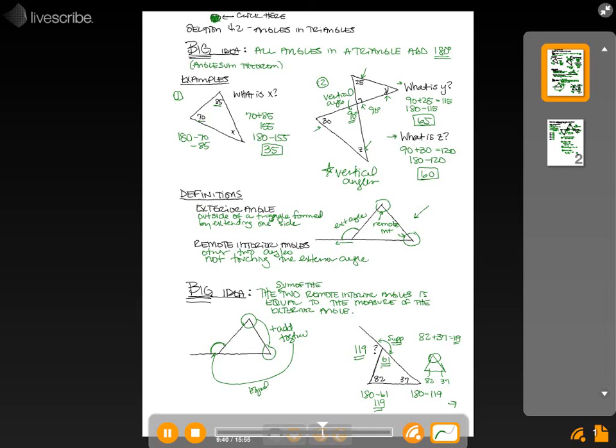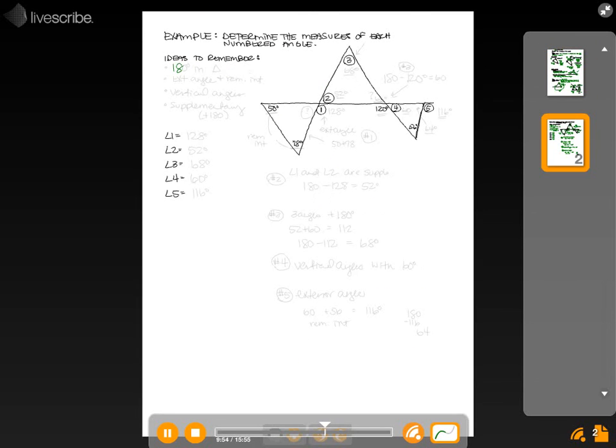Our example says determine the measures of each numbered angle. And we're going to use the two ideas we talked about today. The fact that there's 180 degrees in a triangle. That's really important. Okay? So under ideas to remember, 180 degrees in a triangle. We can also use that exterior angle idea and remote interior angles.